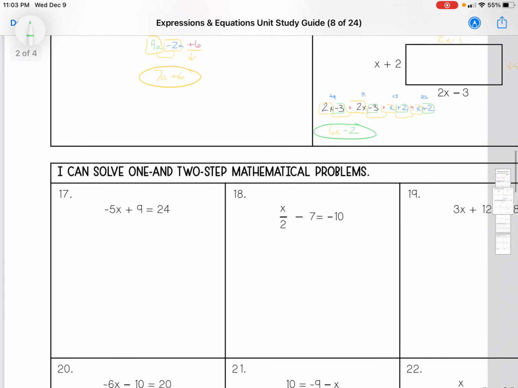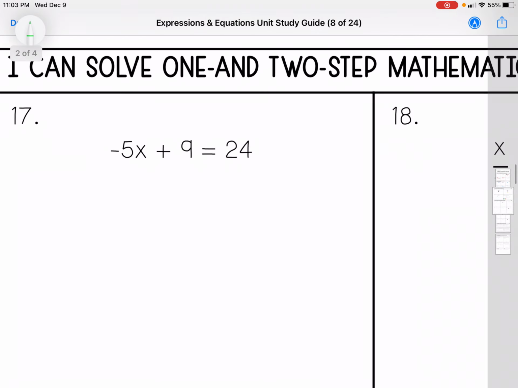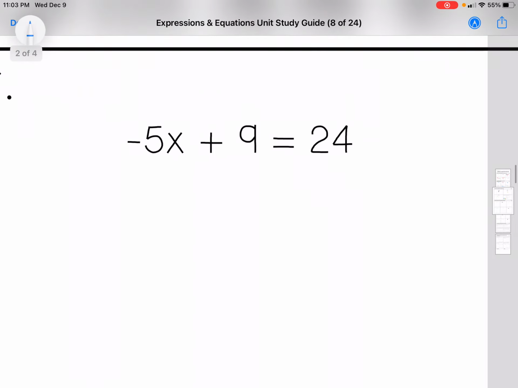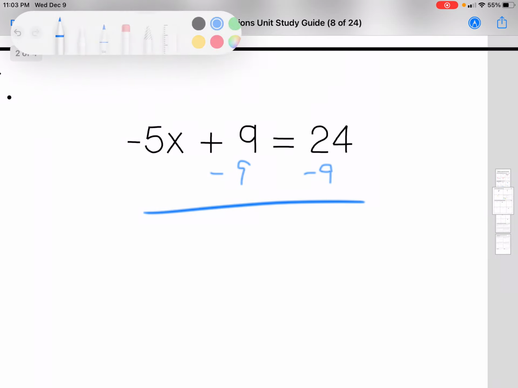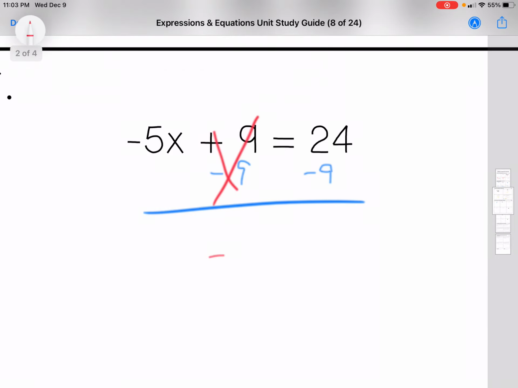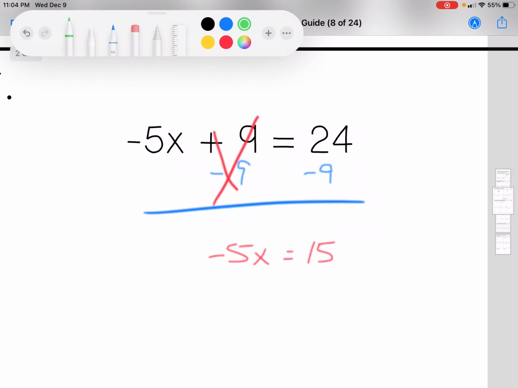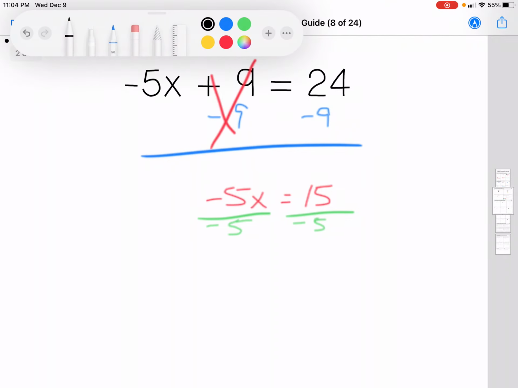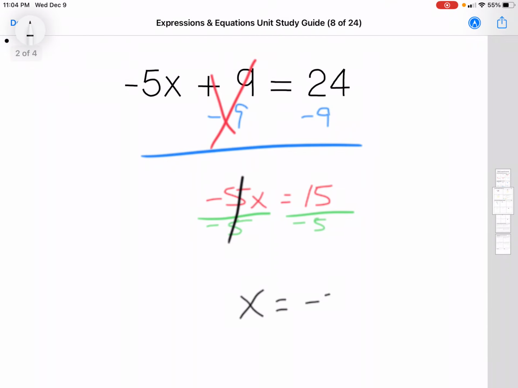All right, I can solve two-step mathematical problems. These are two-step mathematical problems. They have an equal sign, so we can solve them. Get this to the other side. Sorry about that. Those go away. I'm left with negative 5x equals 15. Not subtract 5, I meant divide by negative 5. x equals negative 3.